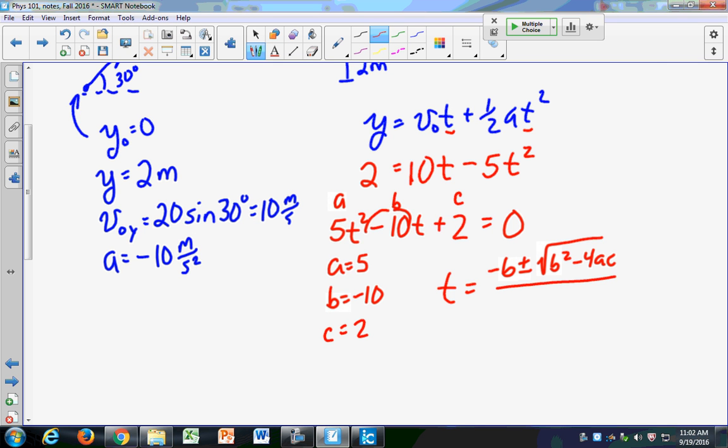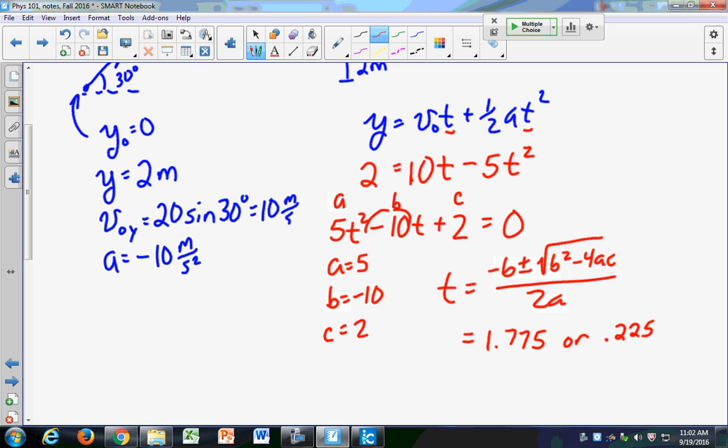What is it over, do I remember? 2a. Oh, 2a, right, I always forget it. So that's my quadratic equation. I put in my values for a, b, and c for that, and I'll get two values. I've already done this, so I'm just going to give you the answers, but then I'll show you an easier way to do it. 1.775 or 0.225.